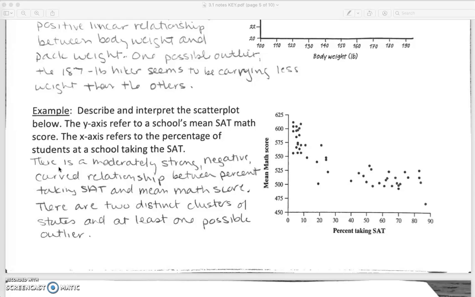There are also two distinct clusters here. It definitely groups here, and then it definitely groups over here. And there may actually be at least one outlier. This potentially could be an outlier. This one is probably an outlier as well.